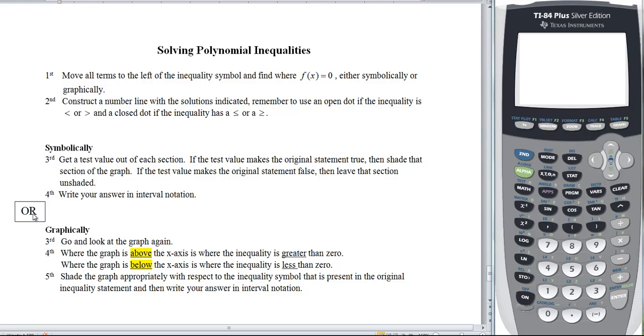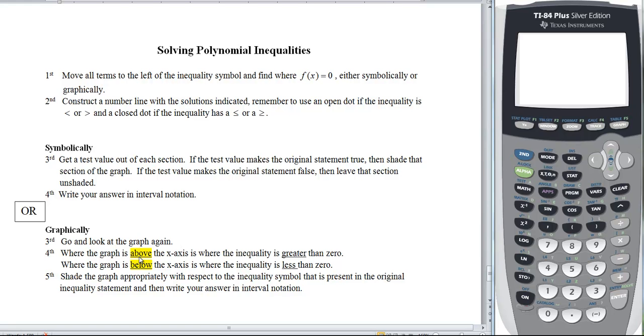You really need to get to solving these problems graphically because it is so quick. So picking up off of step 2, once we've indicated on the number line our solutions and did the appropriate circles, go graph the thing. You've already moved everything over to the left-hand side. You've got y equals, so y equals 0. So we're going to go look at the graph.